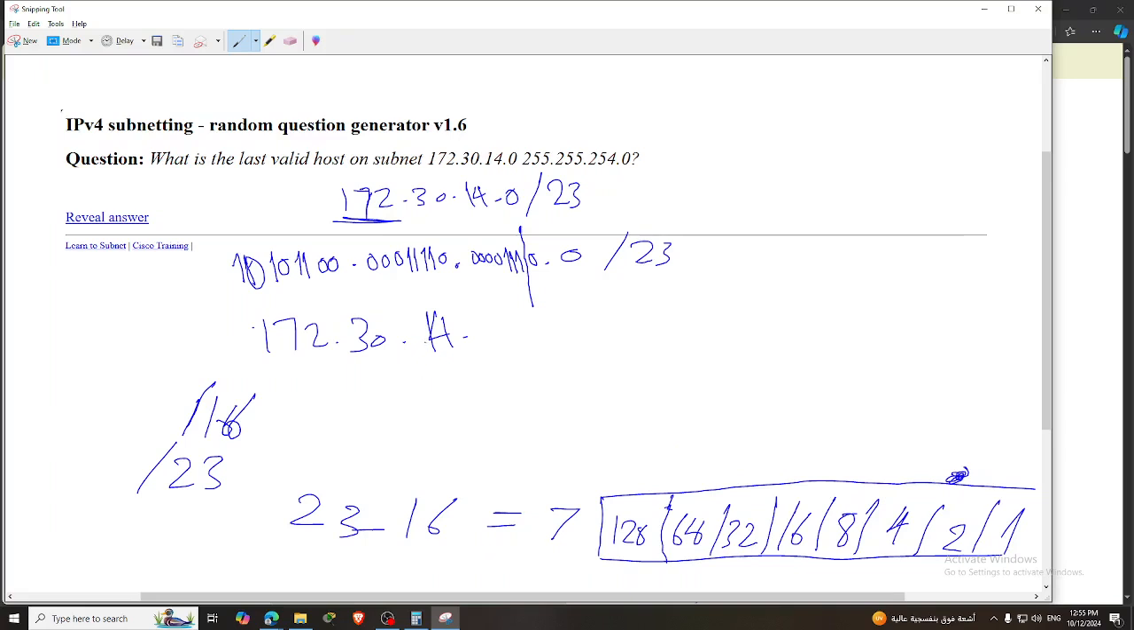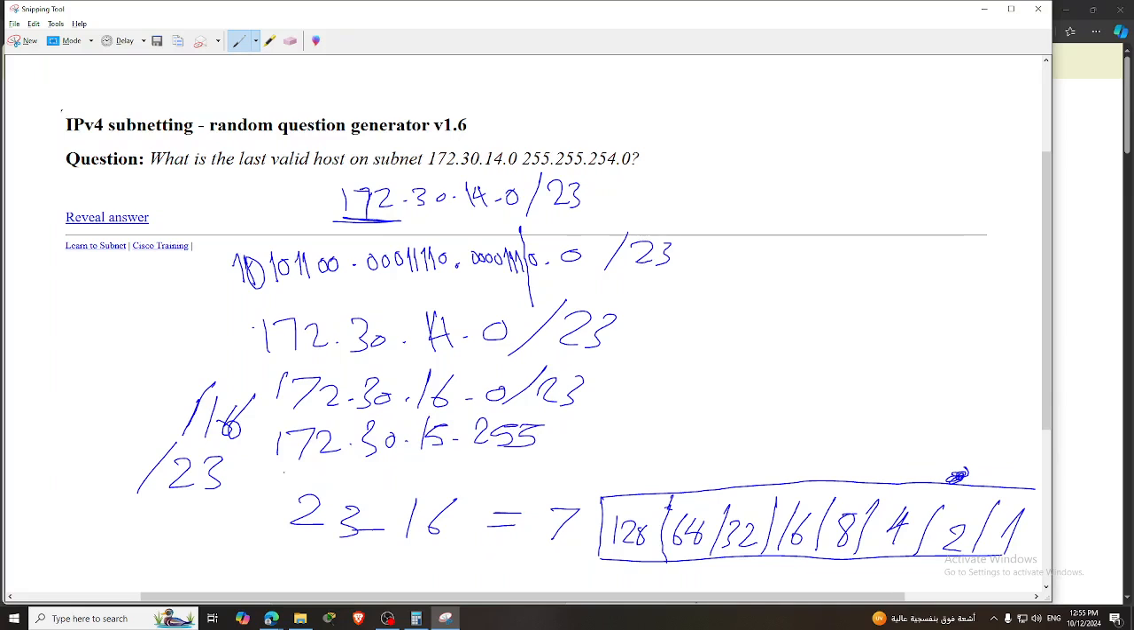So in order to know the next subnet, we can add 2 to this address. So this address is the first one. If we want to know the next one, we will type 172.30.16.0/23. So in order to know the last valid host on this subnet, we will have to get back 2 steps. So this is the broadcast address 172.30.15.255, and the last one is 172.30.15.254. Let's check it out.